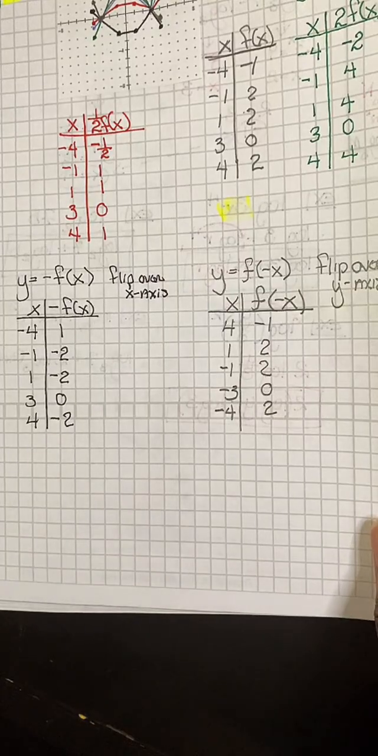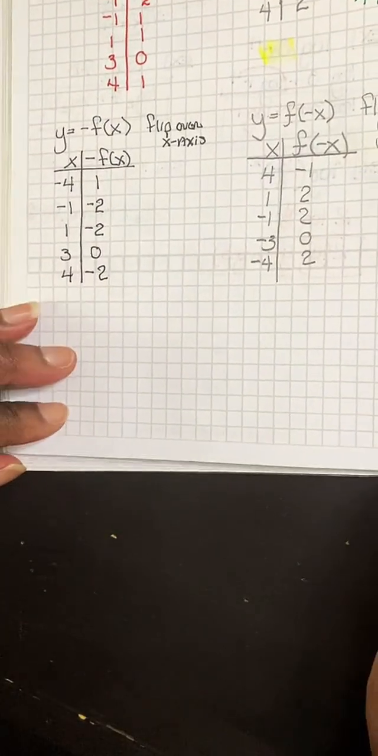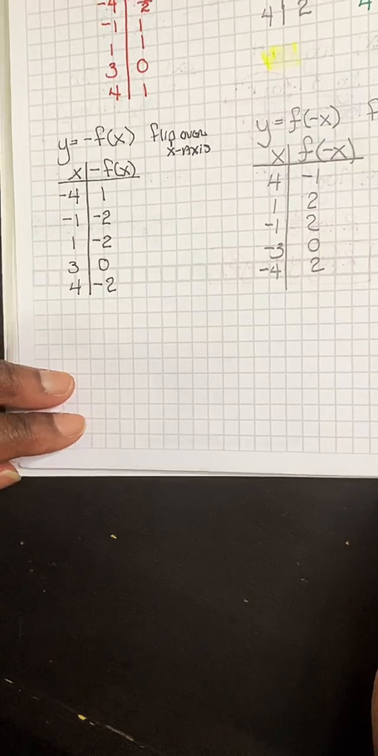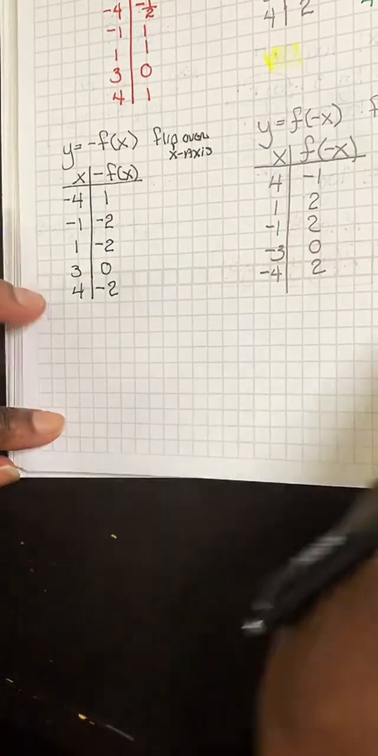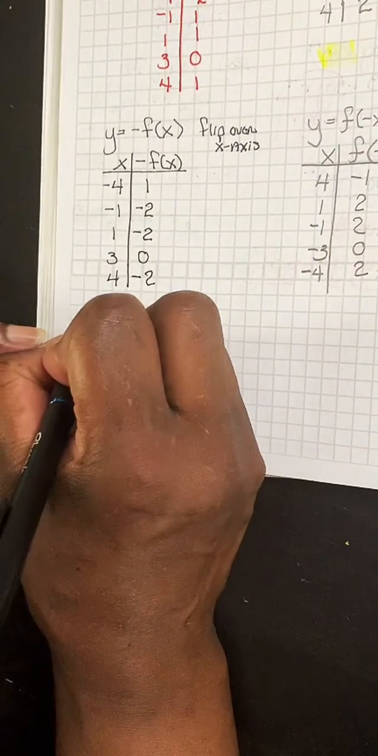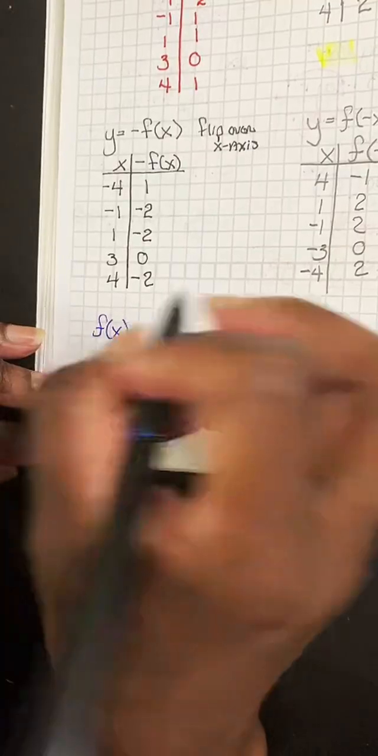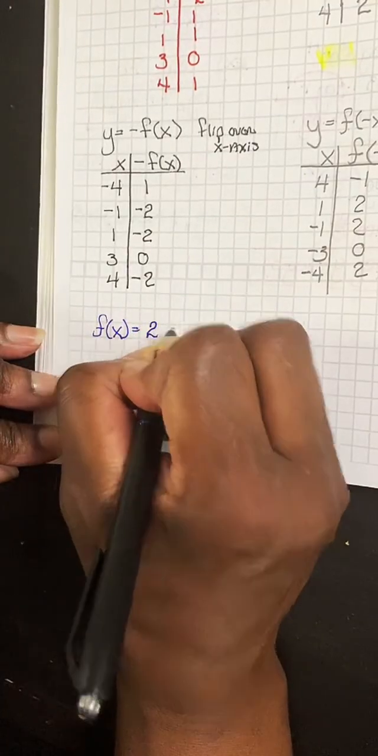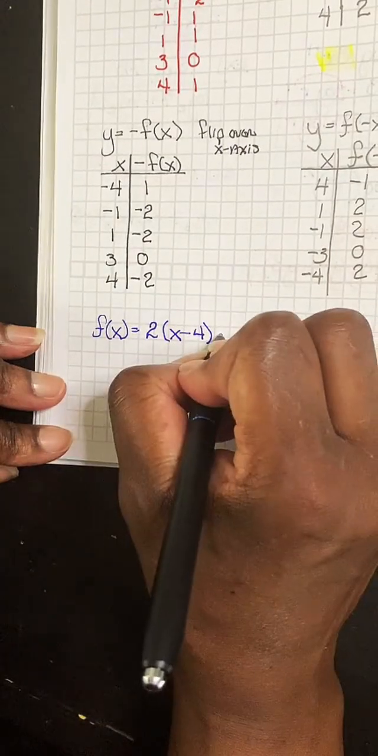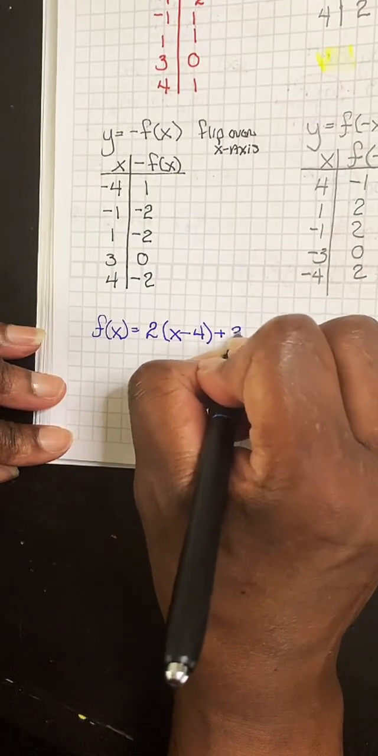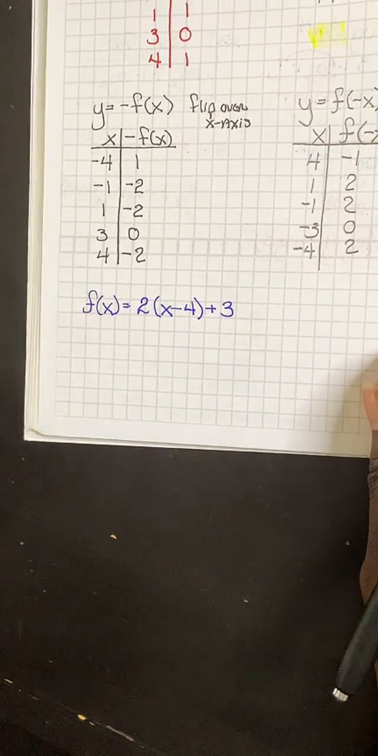So let me see if I can give you a couple examples and you tell me how your graph is going to transform. Okay? I'm going to put this in blue so you can actually see it. So if I have the equation f of x is equal to 2 times x minus 4 plus 3, see if you can tell me what the transformation is.